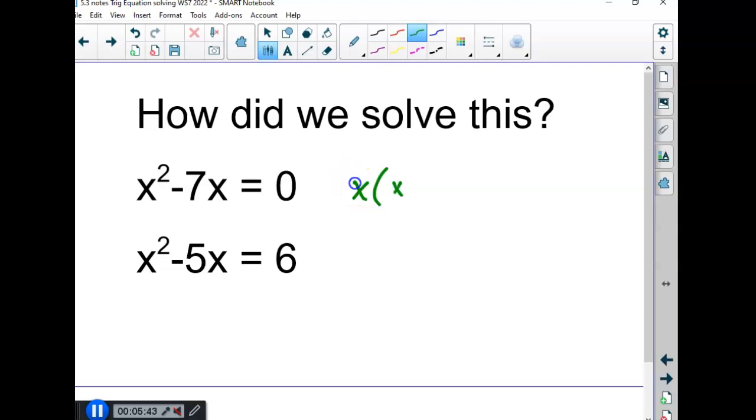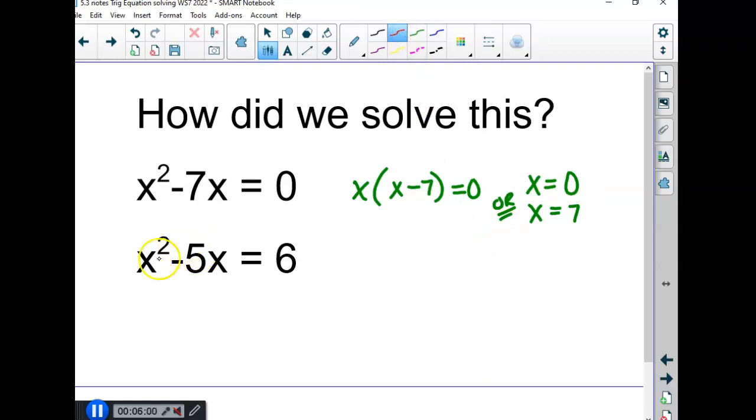Factored out an x. And then we said x could be what? 0 or 7. Is everybody with me? Okay, I'm really scared if you're not.